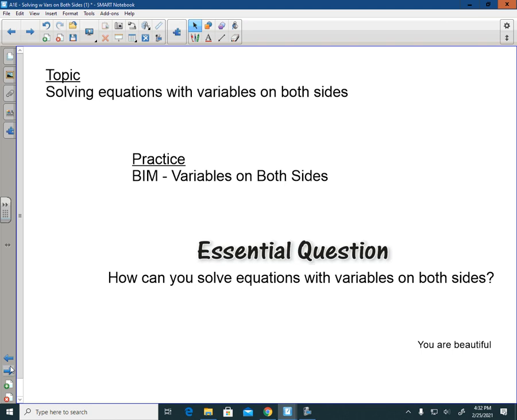The essential question, how can you solve equations with variables on both sides? You should be able to answer that after this lesson. Maybe not super confidently, but you should be able to have a pretty clear idea. If not, look me up. I'd be happy to help.